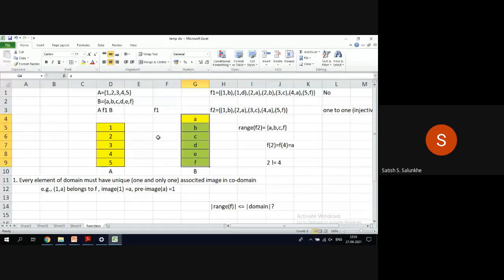Why no? D and E do not have a pre-image. That's why this is not an onto function. This is the conclusion. Now is it clear or not? Yes, clear, sir. Very good.